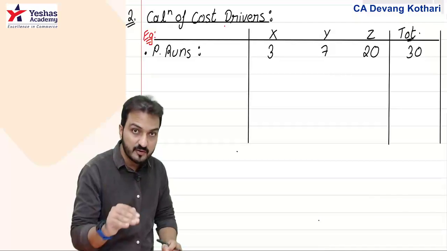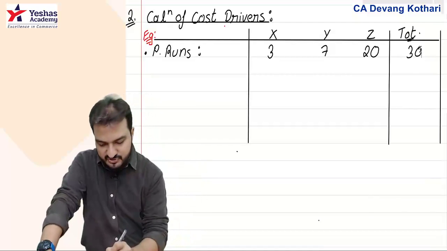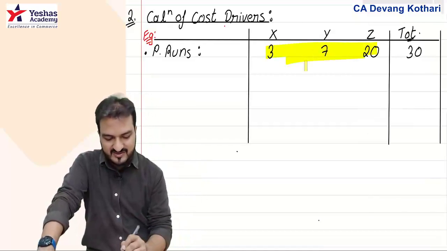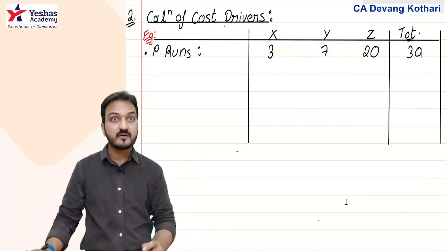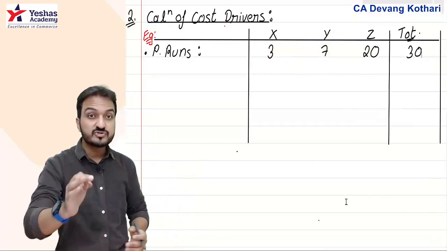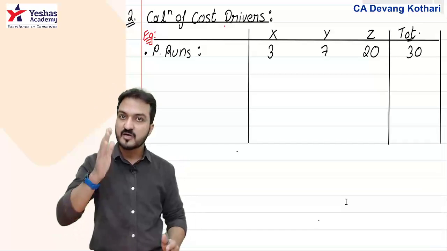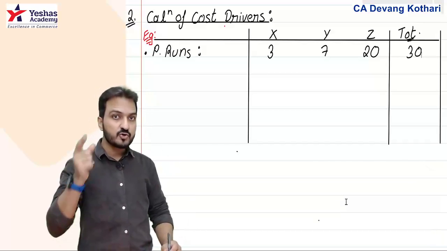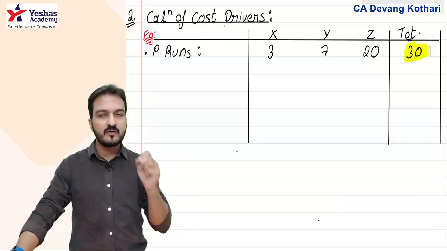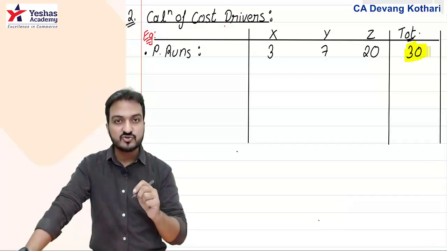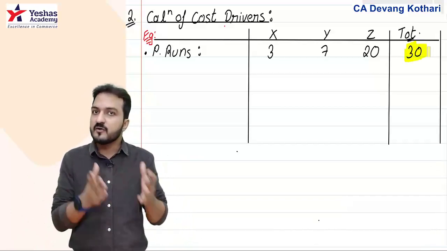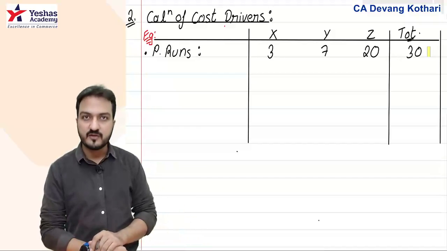My discussion here is that product wise cost driver, this 3, 7 and 20, where do you use it? This 3, 7 and 20 is used for adding overhead cost to product XYZ. And the total cost driver 30, where do you use that 30? 30 is used for calculating the cost driver rate, your setup activity rate.